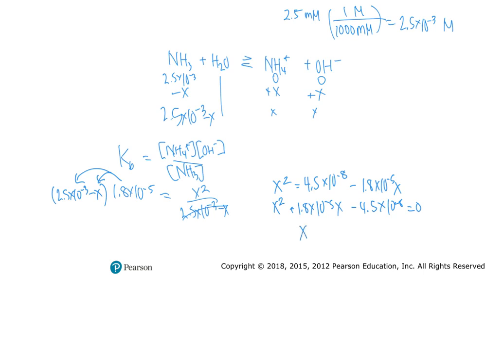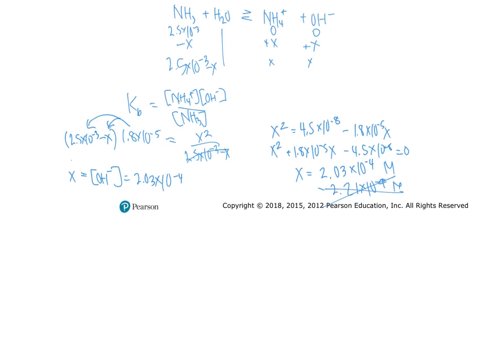When we do this, we get that x equals two values: 2.03 times 10 to the negative 4 and negative 2.21 times 10 to the negative 4. Both those would be molar. So that one doesn't work because it's negative. So we have x, which is equal to the hydroxide concentration, is 2.03 times 10 to the negative 4. So then I can do negative log of that to get pOH, and that equals 3.69. So pH equals 14 minus pOH, which equals 10.31. That's the pH.